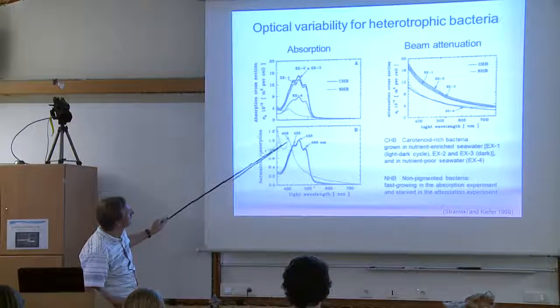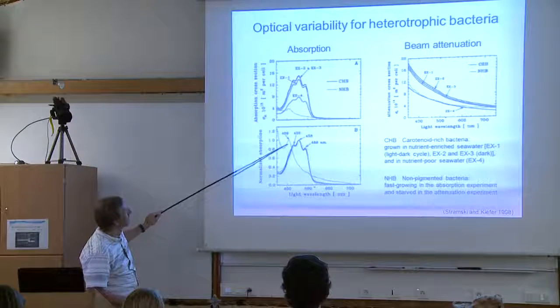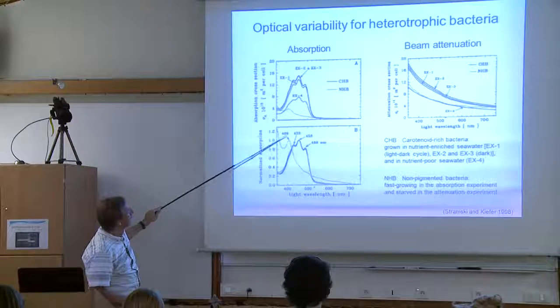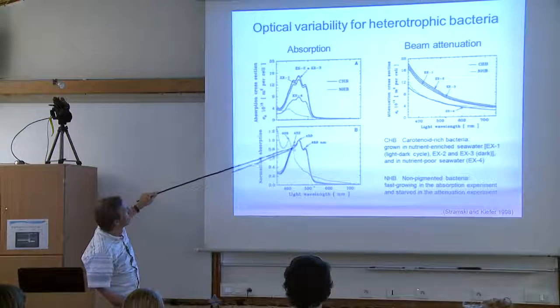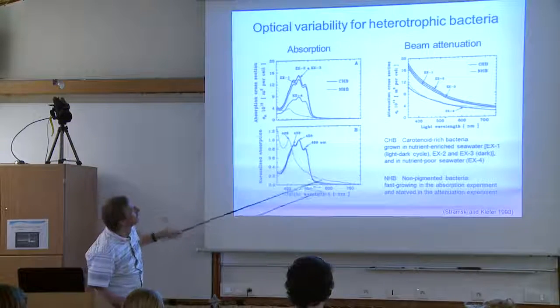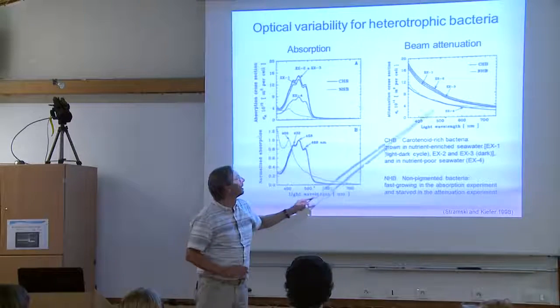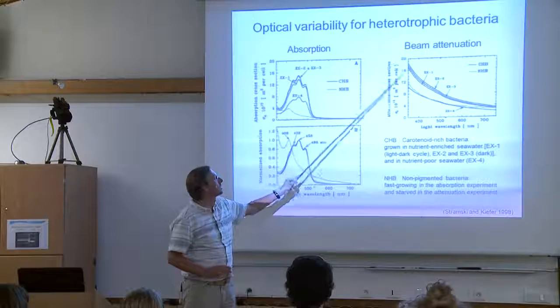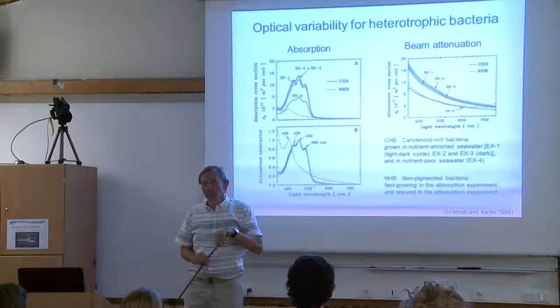These are normalized spectra of heterotrophic bacteria. You can see the typical spectrum of a non-pigmented heterotrophic bacterium with this peak here around 410 due to cytochrome, and these are the spectra of carotenoid-rich heterotrophic bacteria. This is nothing surprising: bacteria have attenuation cross-sections that increase towards shorter wavelengths because they are small.